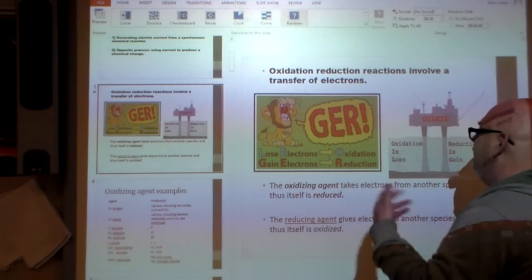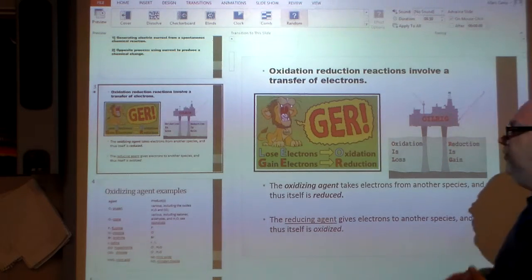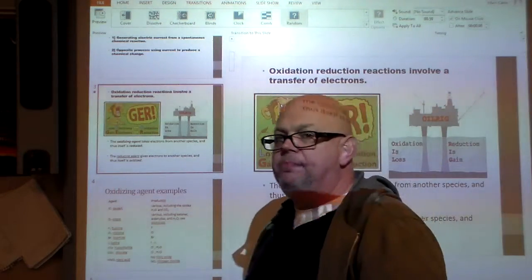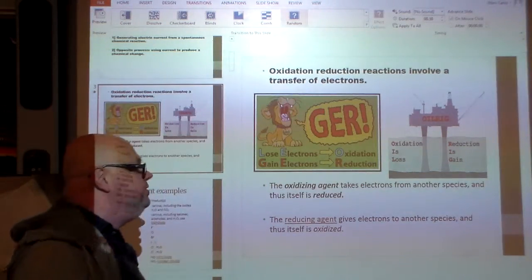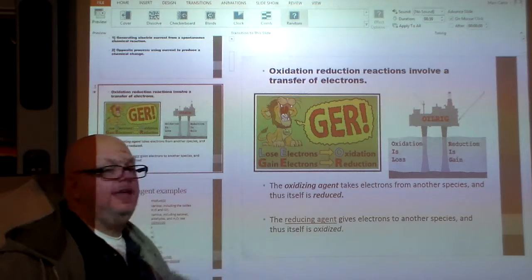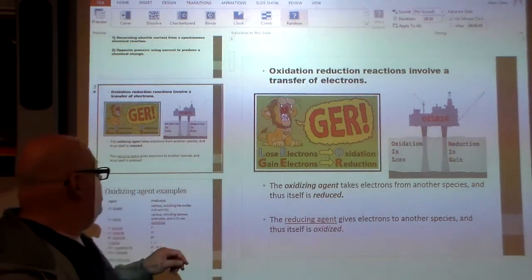Now, just very quickly, the oxidizing agent takes electrons from another species, not an animal, another compound, another element, and thus the result is reduced. So the oxidizing agent picks up electrons. That's really it. Whereas the reducing agent loses electrons. It's the opposite. It's oxidized, but it gives electrons to somebody else.